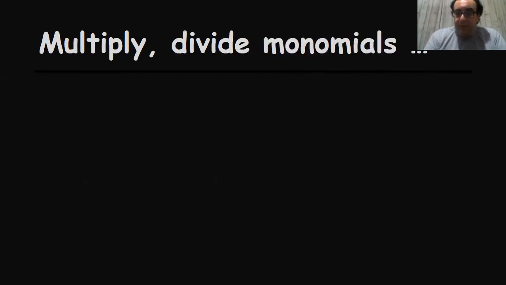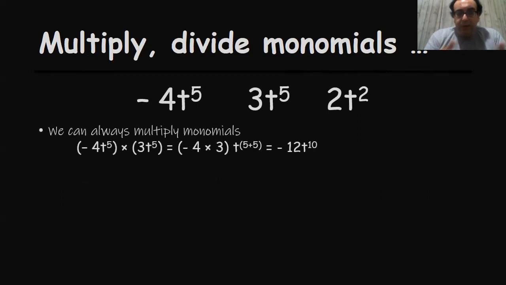We can multiply monomials. For example, we can always multiply monomials, whether they are similar or not. When we multiply two monomials, we multiply the coefficients and we add the exponents. So as you can see, minus 4 times 3 is minus 12, and 5 plus 5 is 10. We can also multiply non-similar ones. Minus 4 times 2 is minus 8, and 5 plus 2 is 7. Okay, minus 8t to the 7th.